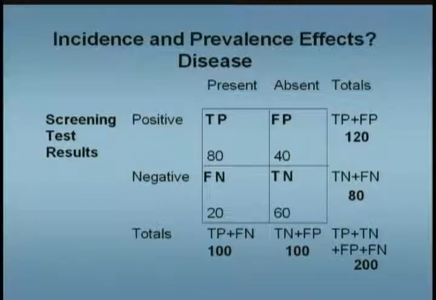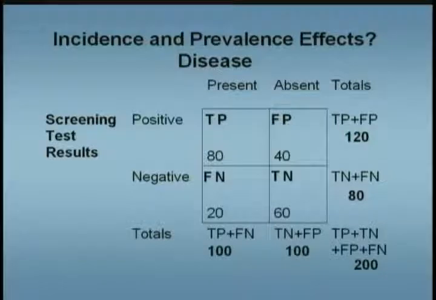How about prevalence? If disease prevalence increases, what happens to sensitivity? Prevalence goes up, sensitivity goes up, goes down, or stays the same. Well, first, let's take a look at our simple 2x2 table and decide what the prevalence is here. What is the prevalence as shown in our simple 2x2 table?